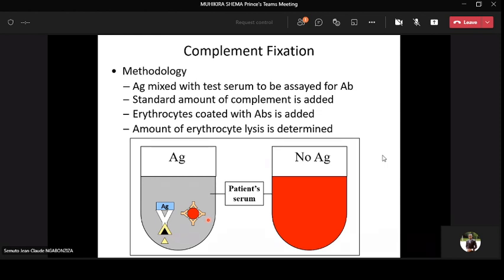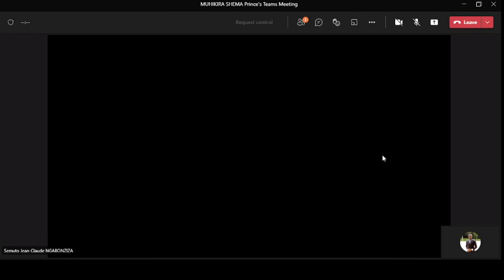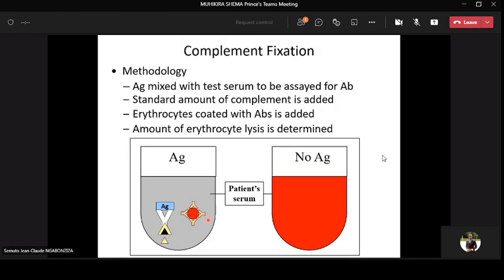So you can determine the amount of erythrocyte lysed, and by determining the amount of erythrocyte lysed, you can estimate how much antibody was in place or not, as the amount of complement is already known and the amount of antigen is already known, so the rest will be the amount of antibodies. So I think this is all for diagnostics of viruses. All these methods are useful in viral detection.